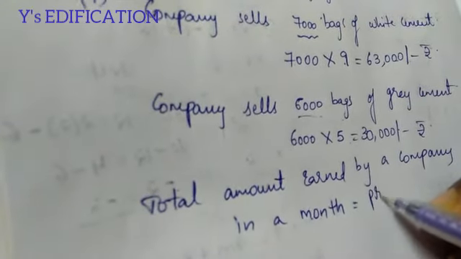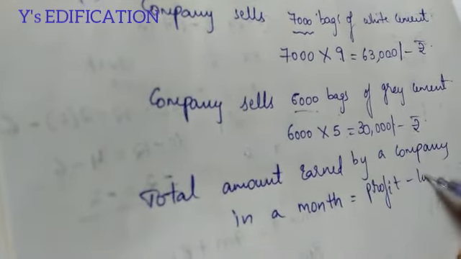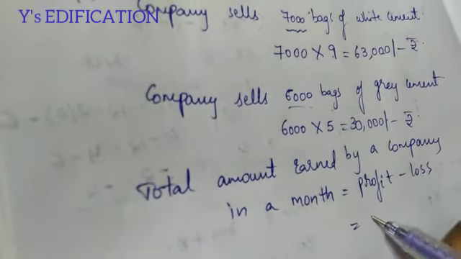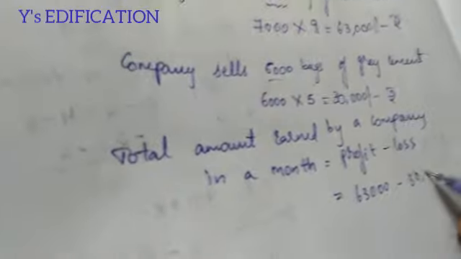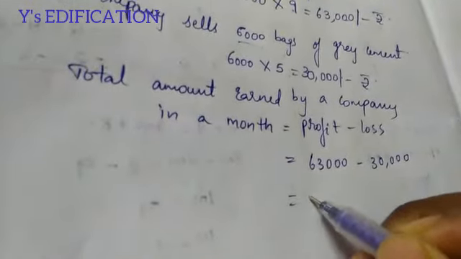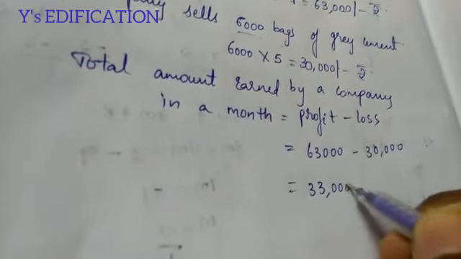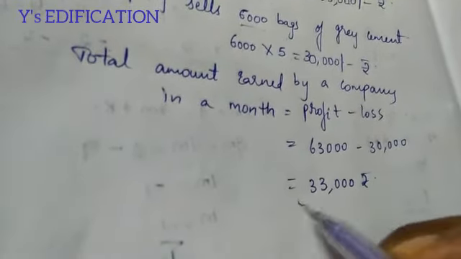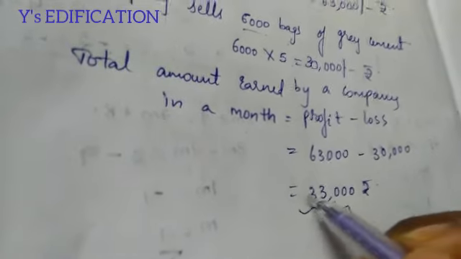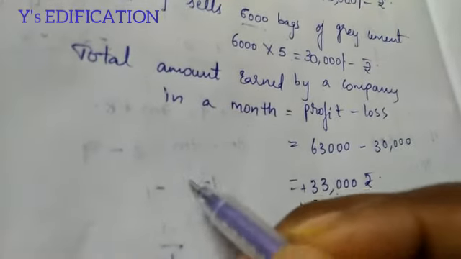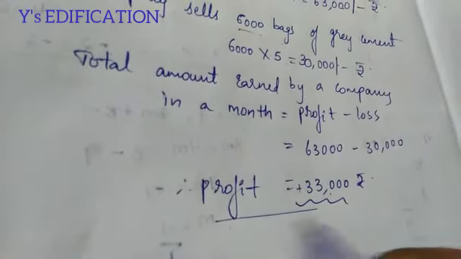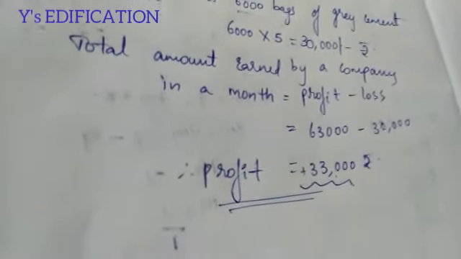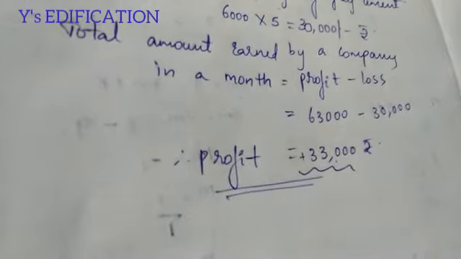Profit minus loss. So what is the profit here? 63,000 is the profit and 30,000 is the loss. So what is 63,000 minus 30,000? It's 33,000 rupees. This is a positive number, so automatically this is a profit. So profit is equal to 33,000 rupees. So the company got a profit of 33,000 rupees in that month.